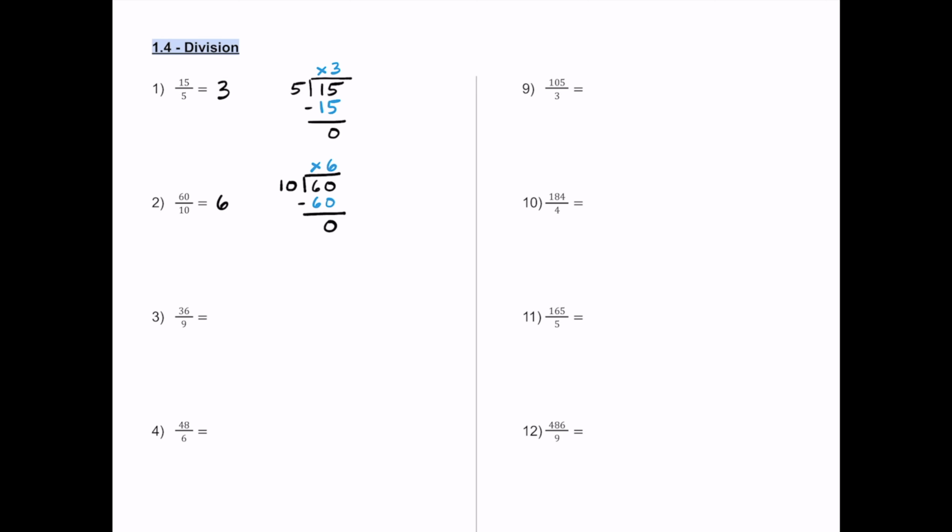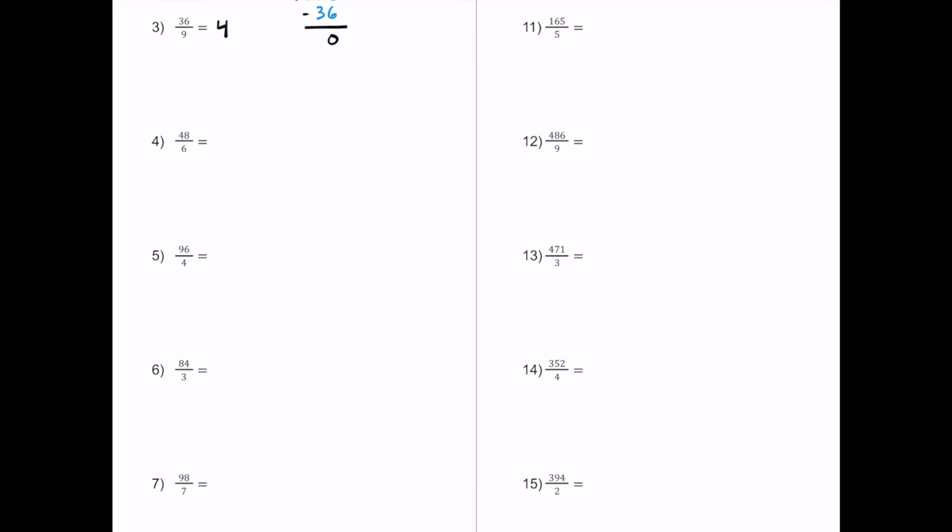For number 3, we have 36 divided by 9, so I'm going to go ahead and draw that division house. I'm going to put 36 on the inside and put 9 on the outside. Okay. 9 will not fit into 3, it's bigger than it, but 9 does fit into 36, I believe 4 times. 4 times 9 does equal 36 exactly, so there's no remainder. So we're going to put a 0 down here, so our quotient, or the answer to a division problem, is going to be 4. Let's go ahead and try number 4 here.